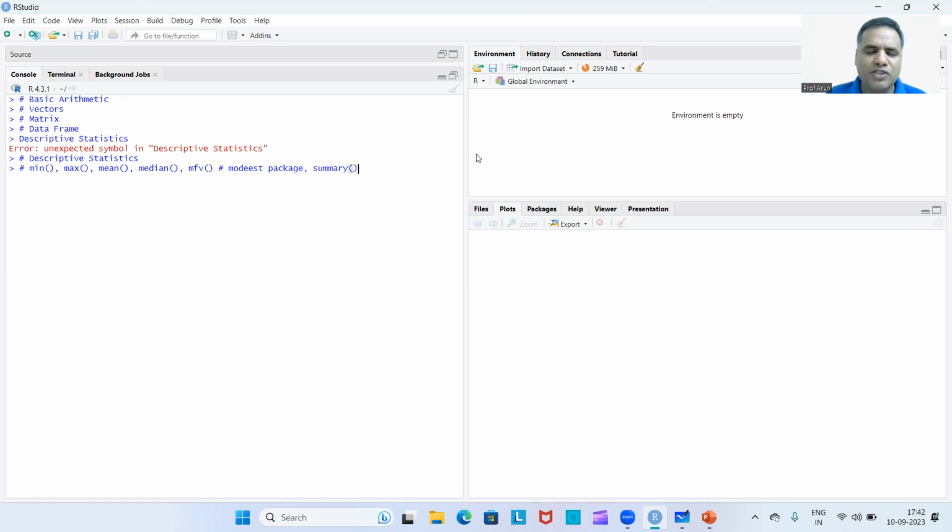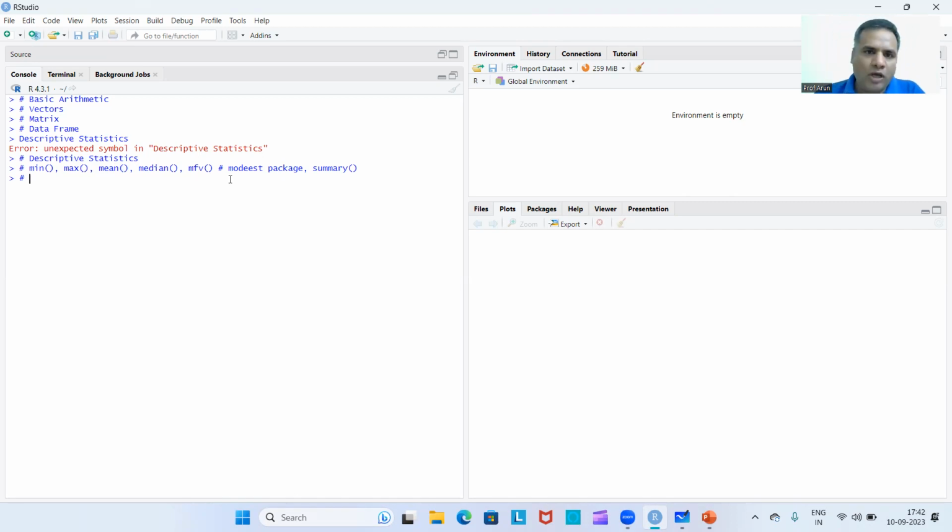Summary is the most used command in R. Every time people use summary. Is that clear? Then after that, which were the other descriptive statistics? When you talk about minimum, maximum, mean, median, these are all your measures of central tendency. You go to the center of the data.